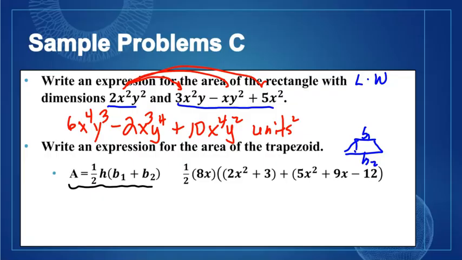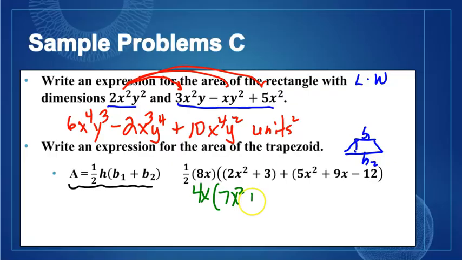We can simplify the outside first. So half of 8x is just 4x. So I'm going to write that, we'll say this is 4x here. And then all we're going to do is just distribute inside here. But before we distribute, I would probably simplify what's in the parentheses here. So 2x squared plus 5x squared is 7x squared.